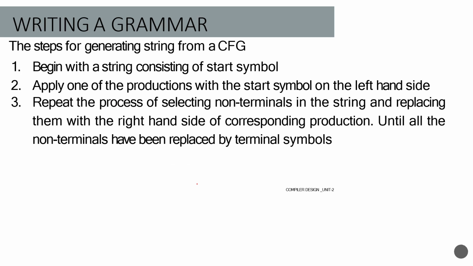For writing a grammar, begin with a string consisting of a start symbol. Apply one of the productions with the start symbol on the left hand side, and repeat the process of selecting non-terminals in the string and replacing them with the right hand side of the corresponding production until all the non-terminals have been replaced by terminal symbols.